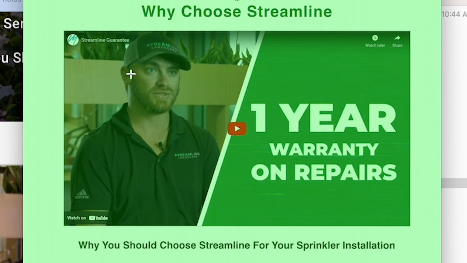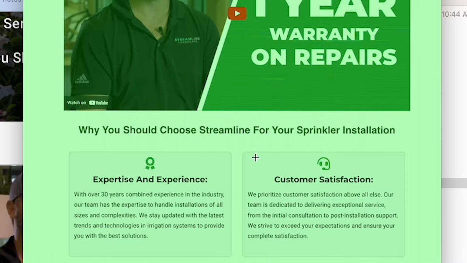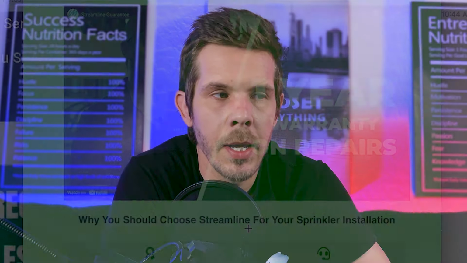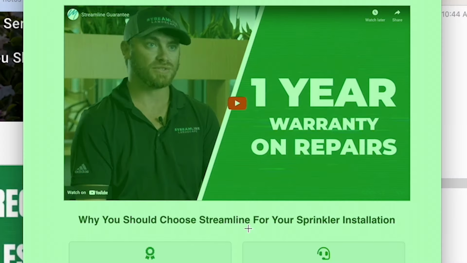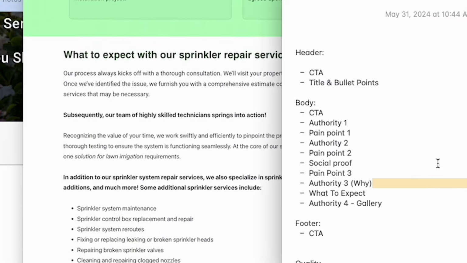After that, we're going to circle back to an authoritative block on this page. So we have why they should be choosing them: expertise and experience, customer satisfaction, competitive pricing. So now we're giving them a reason. So we've shown our authority, we've addressed their pain point, we've given them a call to action or a way to contact us, we've shown them social proof, we've broken down what their pain point might be, and now we're giving them a reason and the why. So the why they should be reaching out. And if they reach out, then the next section is going to be what to expect if they do reach out.